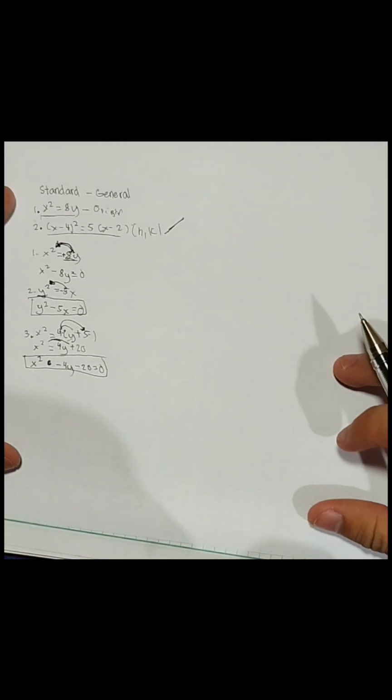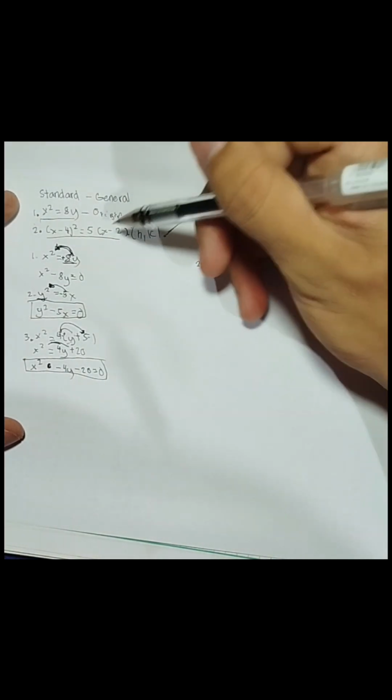Okay, so now that we've finished all of that, let's try number 2. As you can see here, the vertex is at (h, k) because of (x minus 2) and (x minus 4). So let's rewrite this real quick.